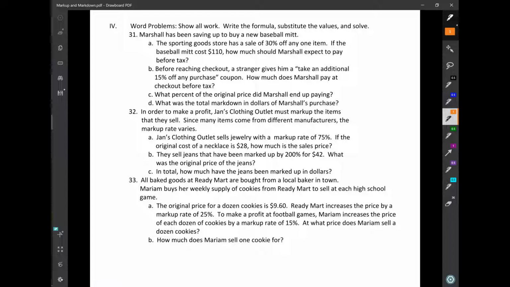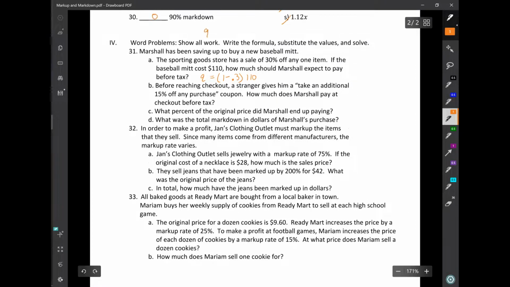Okay, so it's 30% off of $110. So the new price, or the sales price, will be 1 minus 0.3 times the original $110. The formula I just used is Q equals 1 minus M times W, where Q is the sales price, W is the original price, M is the markdown rate. And that would give me 0.7 times 110, which is 77.